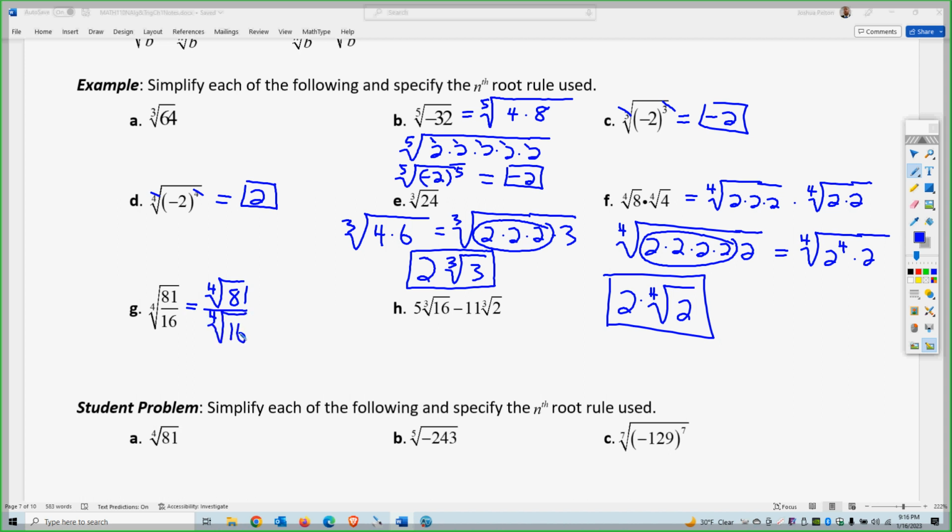Using the quotient rule of radicals. Because again, the quotient rule and the product rule of radicals apply to square roots and any other root too. The trick is they have to be the same root. They both have to be fourth, or both fifth, or both third. They have to be the same radical to actually work.